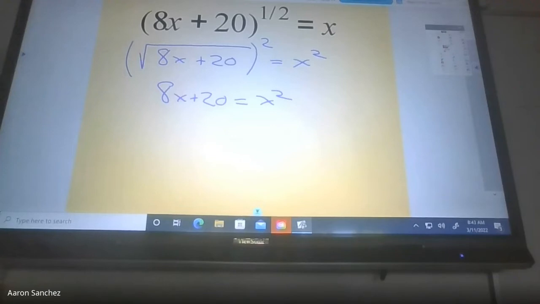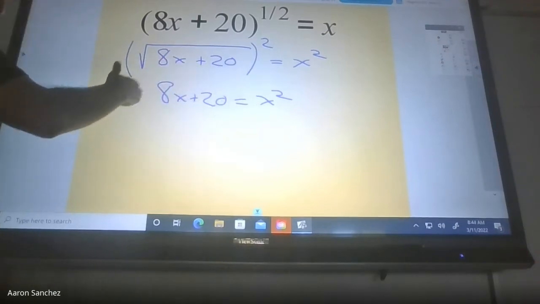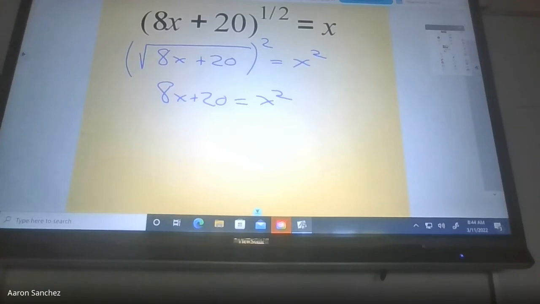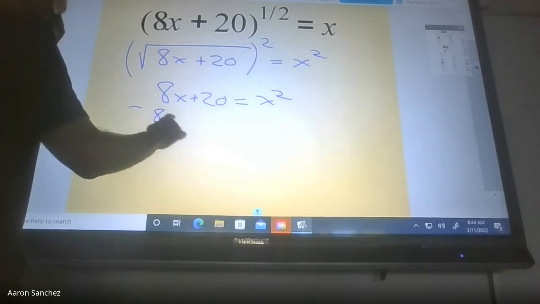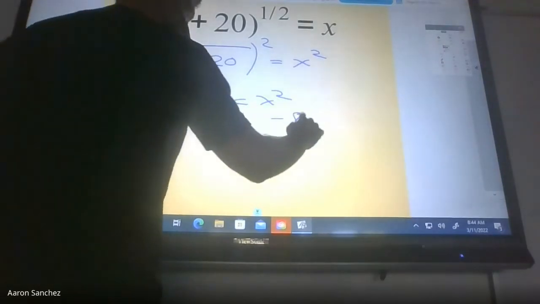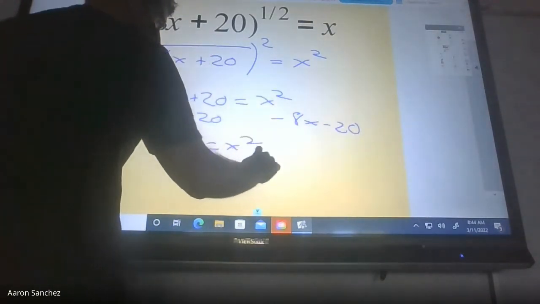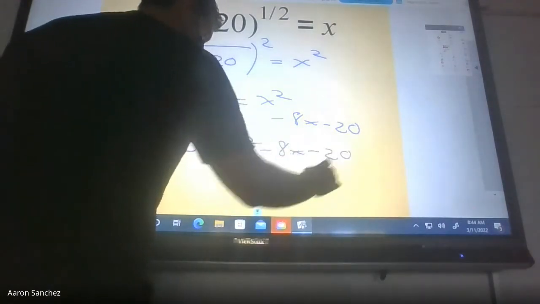So what do I need to do now in order to solve for a quadratic? Set it equal to 0. Now I can either subtract x squared on both sides or subtract 8x and 20. Should I subtract the negative x squared on both sides? No. Why not? You don't want a negative x squared. That makes it harder, right? You want to make it easier. So I'm going to subtract 8x and 20. I'm going to say 0 equals x squared minus 8x minus 20.